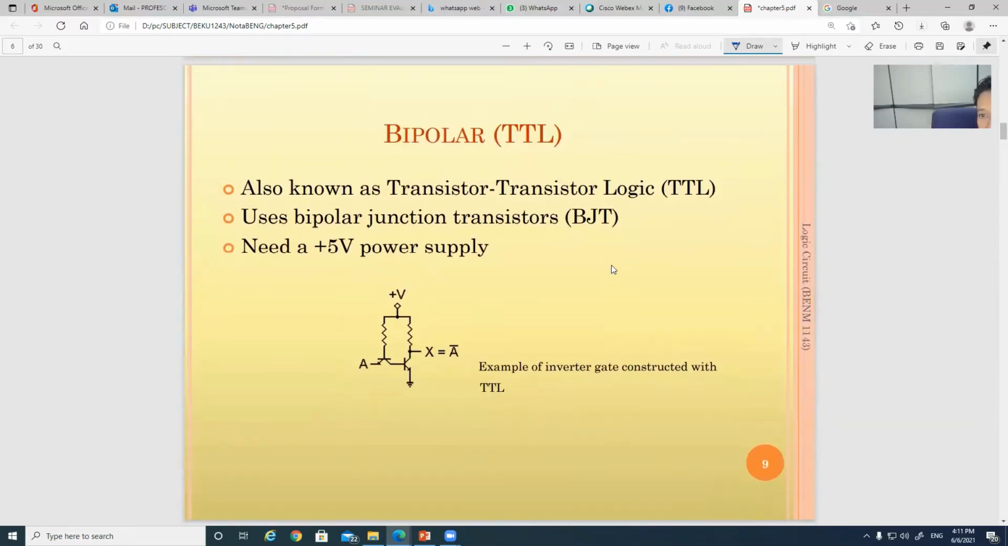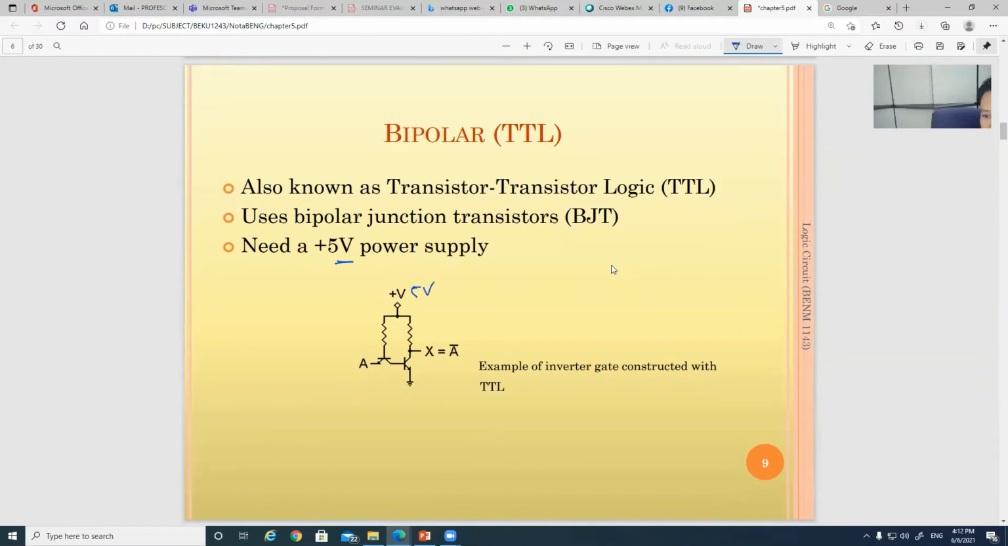Then next we go to TTL, transistor-transistor logic, sometimes called bipolar. It uses the bipolar junction transistor, BJT. Maybe you are already familiar with the BJT, which we mentioned before. We have two types, the PNP and the NPN. The bipolar needs a 5 volt power supply.